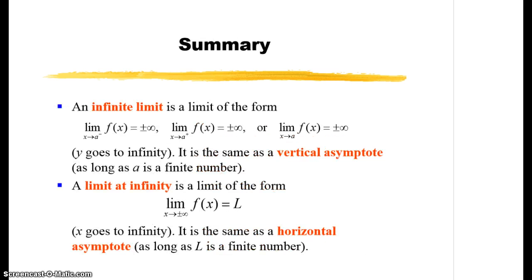So to summarize, an infinite limit is a limit of the form that you see here, y goes to infinity. It is the same as a vertical asymptote, okay, as long as a is a finite number. A limit at infinity is the limit of this form, x goes to infinity, and that's the same as a horizontal asymptote, as long as L is a finite number.